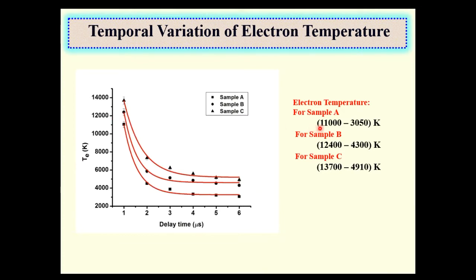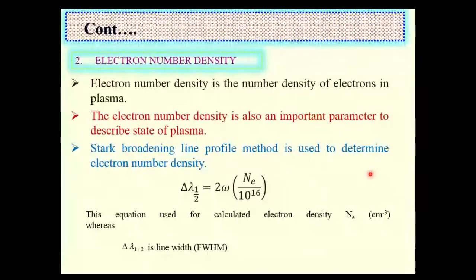For sample A, we have found 11,000 to 3,050 Kelvin. For sample B, we have found 12,400 to 4,300 Kelvin. And for sample C, we have found electron temperature from 13,700 to 4,910 Kelvin.